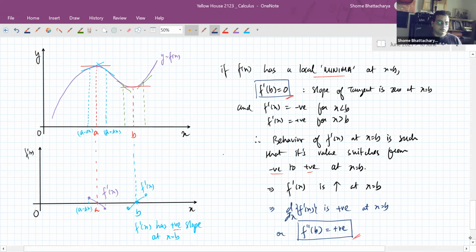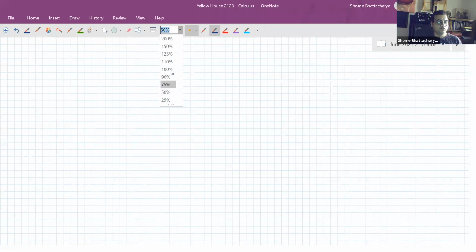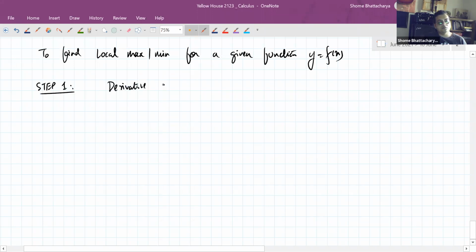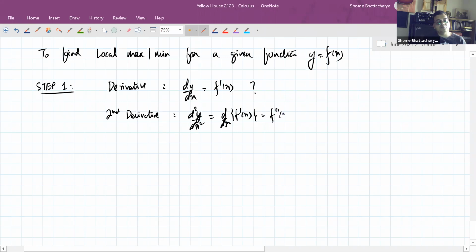Okay, so if we put this information together, we can develop a step-by-step method for finding maxima or minima for a given function. What we do is, first step, find the derivative of the function, f prime x. Then find the second derivative of the function by differentiating the derivative, which is f double prime x. Okay, so we do this.